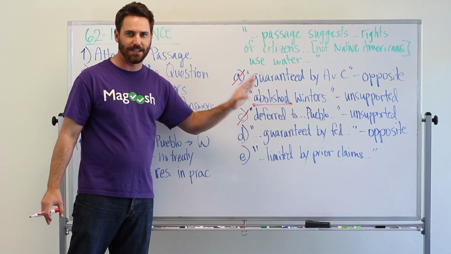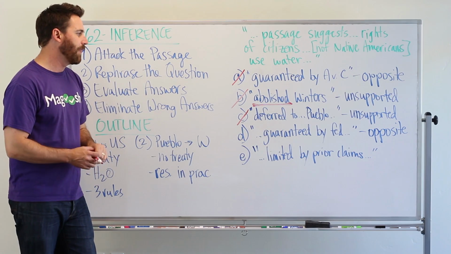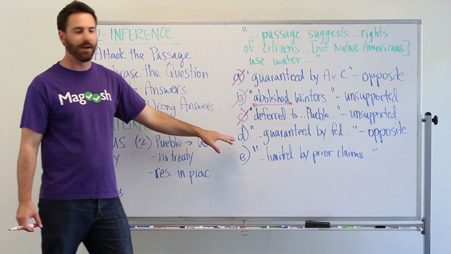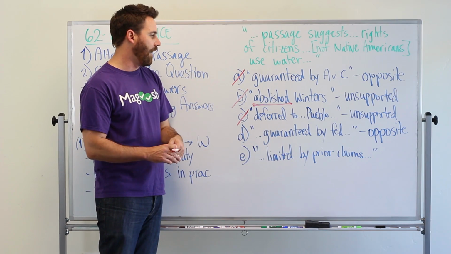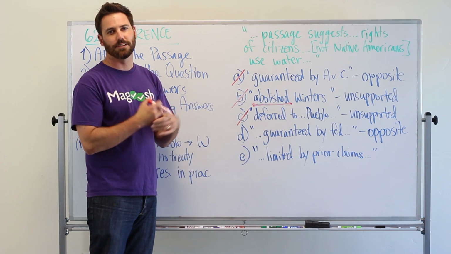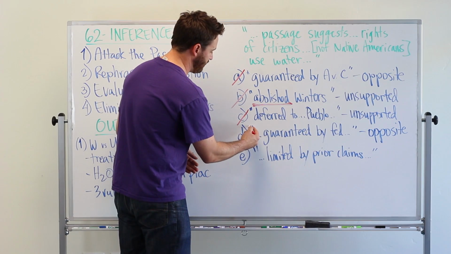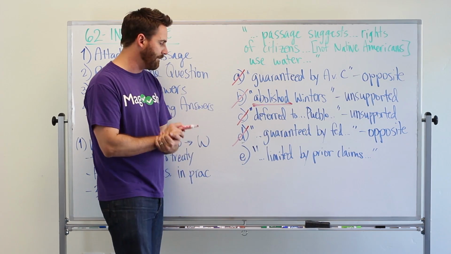D, guaranteed by the federal government. So this is opposite as well. What we're talking about in the passage is guaranteeing water rights of Native Americans by the federal government. So we don't have any information about the federal government guaranteeing the rights of other people besides Native Americans. So we're going to eliminate D.